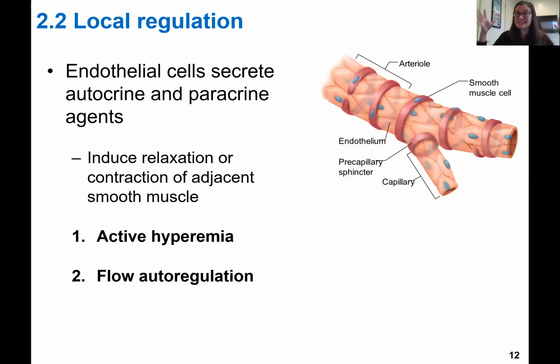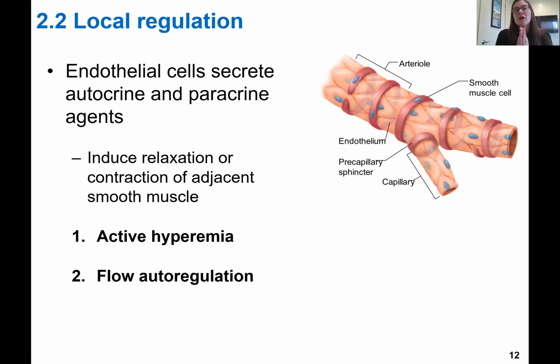So that big systemic regulation, the things that are going to happen all over the body all at once, is going to be through the autonomic nervous system. And again, through those two pathways, either sympathetic neurons releasing norepi, or through sympathetic neurons causing the release of epinephrine from the adrenal medulla, which goes through the bloodstream, which goes everywhere.